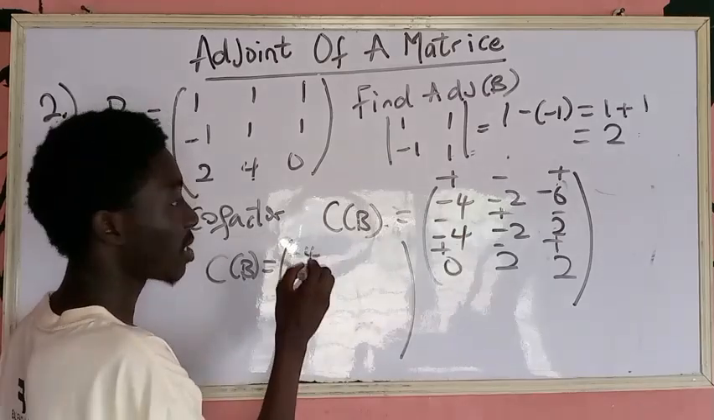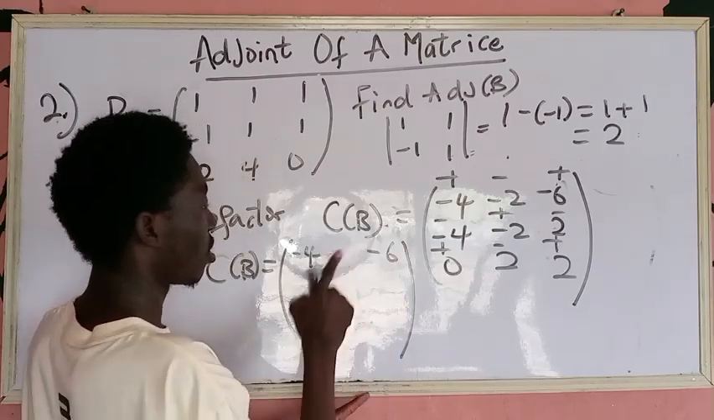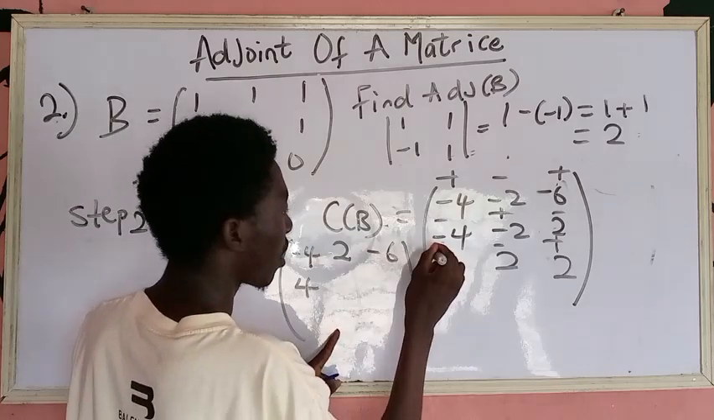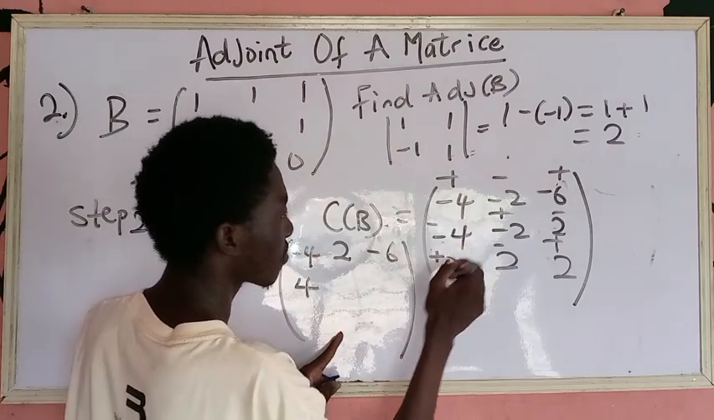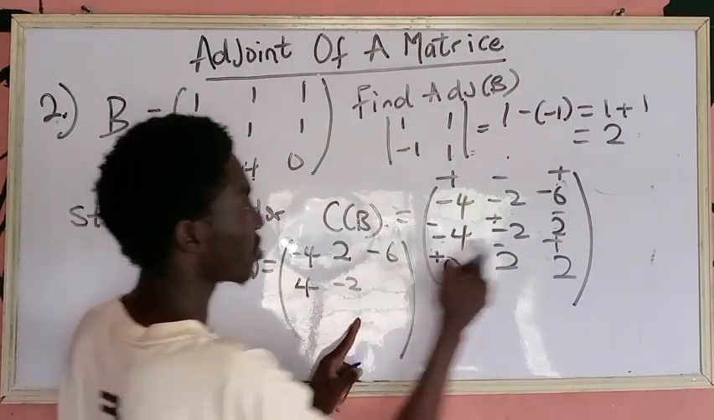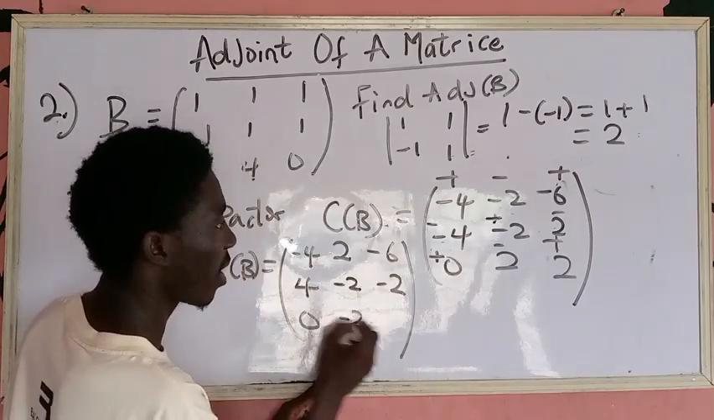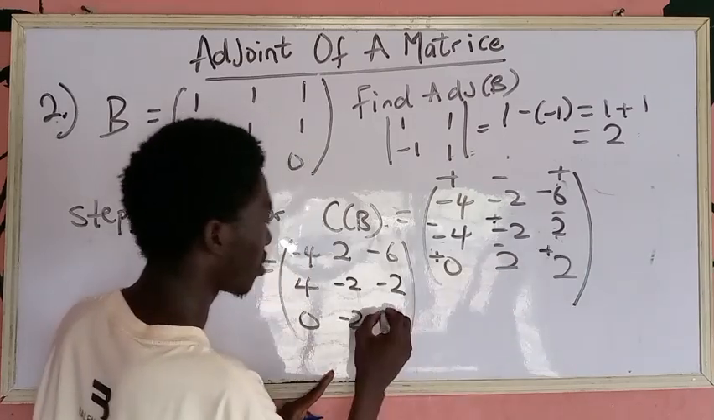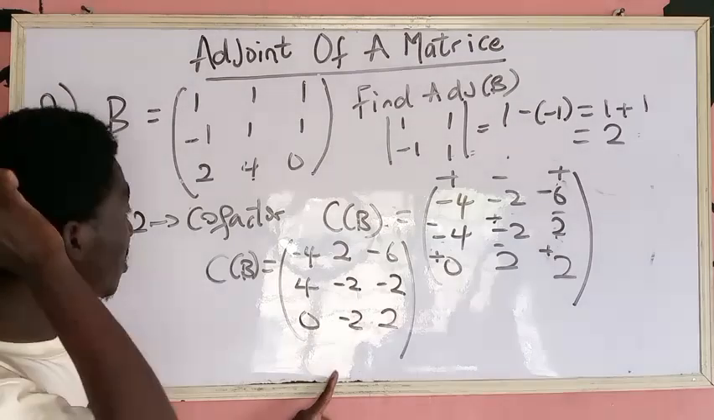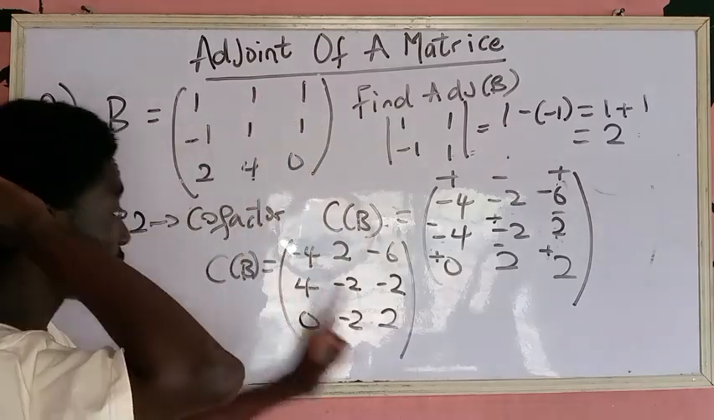Plus and minus is a minus. A plus. A minus 6. You have a 2. A plus 4. Let me write this very small. Plus and minus is a minus 2. A minus 2. Can you see that? A 0, a minus 2, and a plus 2. That is the cofactor of this matrix. It's the cofactor of this B. Okay. So we now have the cofactor.